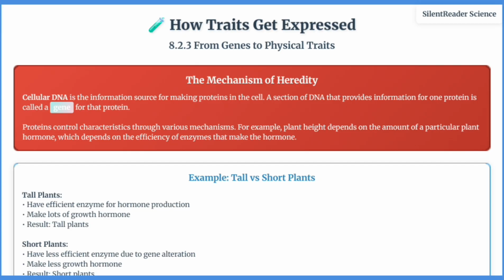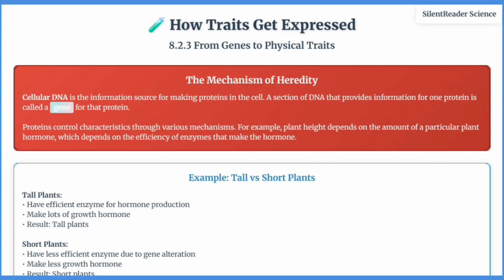Now let's understand how traits actually get expressed at the molecular level. Cellular DNA is the information source for making proteins. A section of DNA that provides information for one protein is called a gene for that protein. Proteins control characteristics through various mechanisms. For example, plant height depends on the amount of a particular plant hormone. The efficiency of the enzyme that makes this hormone depends on the gene that codes for it. Tall plants have an efficient enzyme that makes lots of hormone, while short plants have a less efficient enzyme due to a gene alteration.